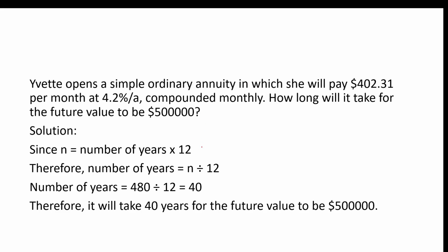Recall that in a monthly question, n is the number of years times 12, which means the number of years will be n divided by 12. 480 divided by 12 is 40. So we can say it'll take roughly 40 years for her future value to be $500,000 by making, for some people, that's a doable commitment, making those payments each month for 40 years. Okay.